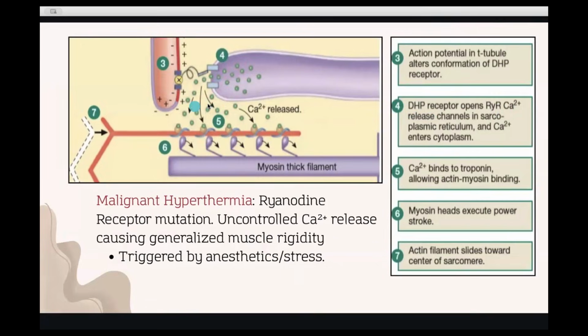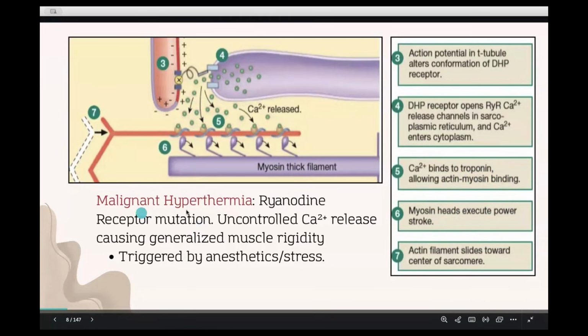This influx of calcium is going to bind to troponin, if you remember, the protein that is found on the actin, allowing the actin-myosin binding. So the myosin heads are going to execute the power stroke, and the actin filament slides toward the center of the sarcomere. So what's important to know is that after the calcium influx into the cytoplasm, because of the ryanodine receptors opening, we are going to have a contraction. Now, why is this important? We have a disease called malignant hyperthermia.